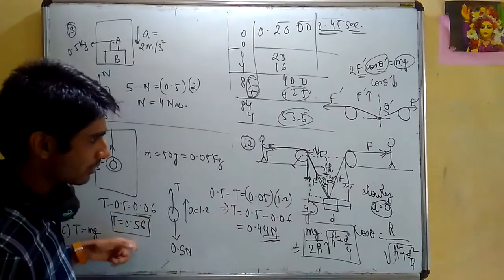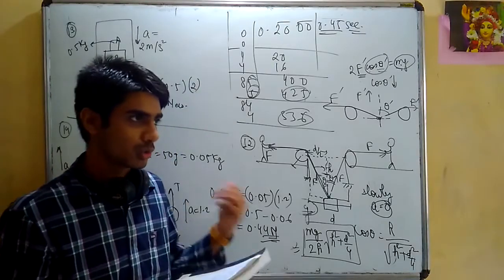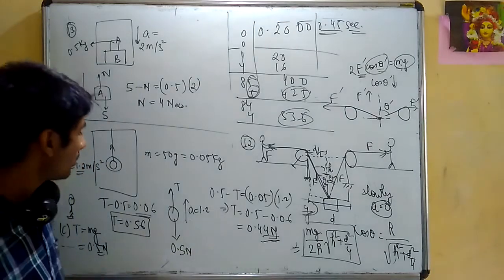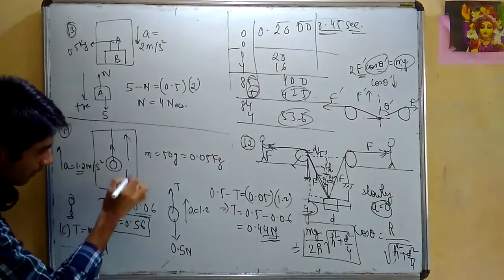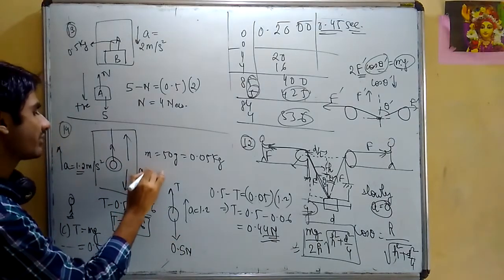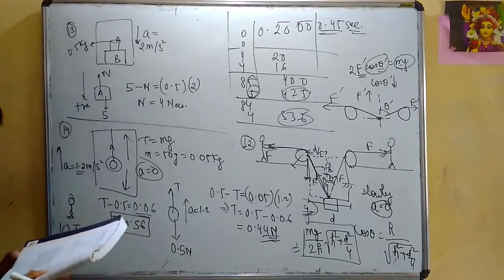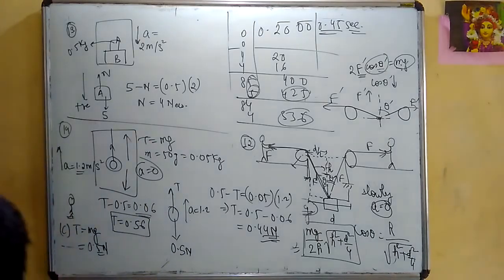Yeah. So I hope you have understood this problem. This problem is all about acceleration and deceleration and how to put it in the equations properly. Finally, it goes down with uniform velocity. Whether it goes up with uniform velocity or goes down with uniform velocity, it does not matter. Acceleration will be 0. So always T will be equal to mg in those situations. Now let us come to question number 15.